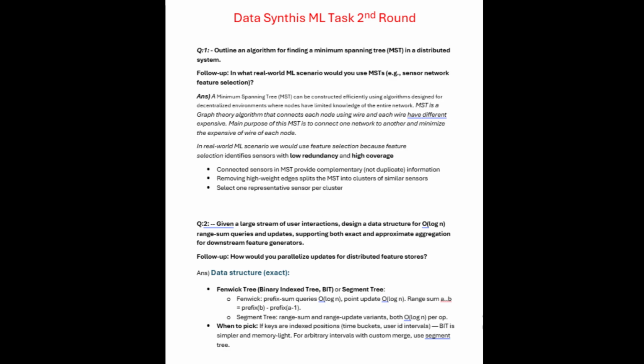Answer. Data structure, exact: Fenwick tree, binary indexed tree, BIT, or segment tree. Fenwick: prefix sum queries O(log n), point update O(log n), range sum of (a, b) equals prefix(b) minus prefix(a-1). Segment tree: range sum and range update variants, both O(log n) per op.